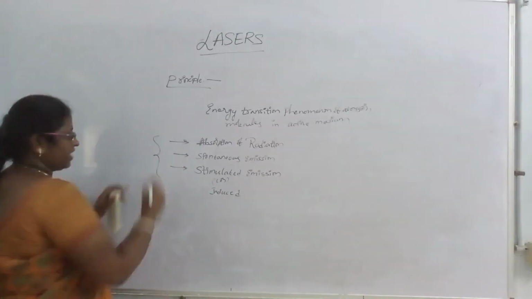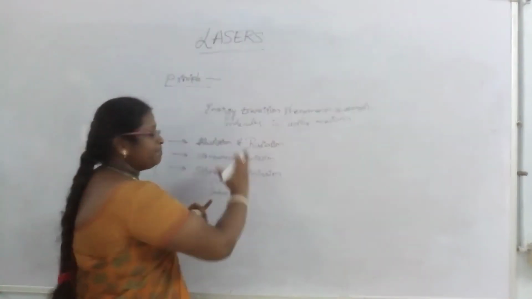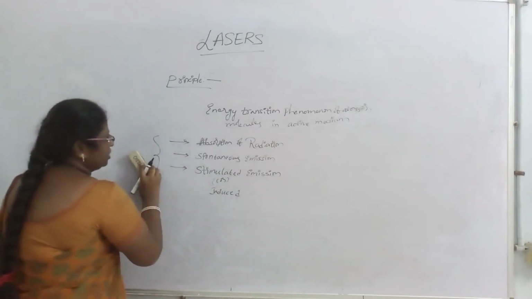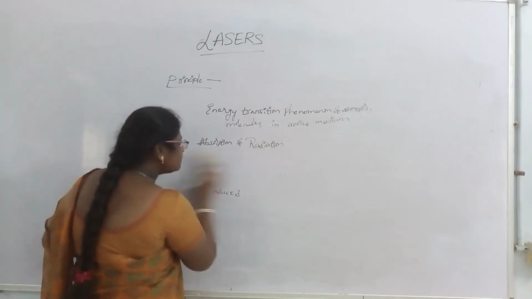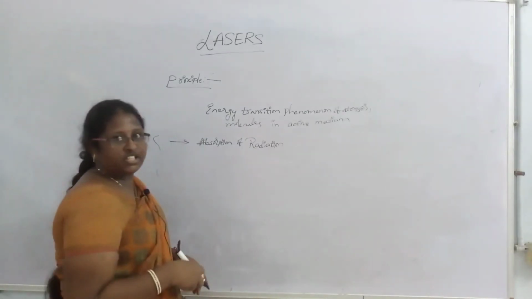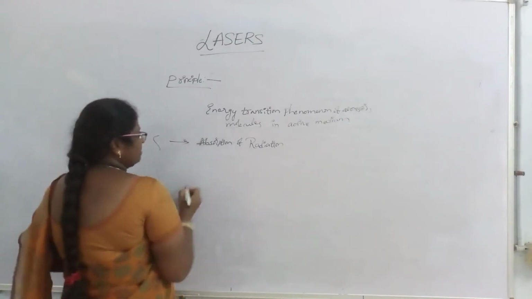These 3 types of radiations are very important for the laser process. These are the main principles of the laser process. First, we discuss absorption of radiation. What is meant by absorption? Absorption is nothing but to absorb the energy. First, absorption of radiation.